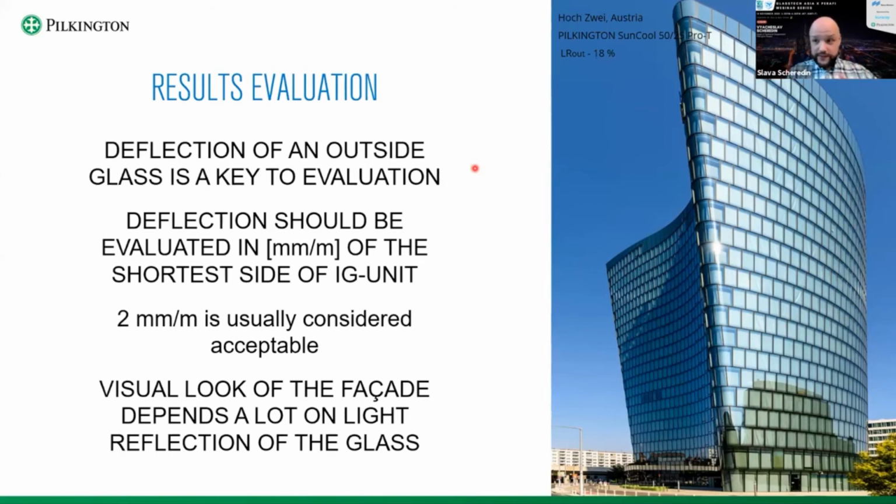From our experience, 2 millimeters per meter of bending under normal conditions is usually considered acceptable. And of course, the main thing affecting this is the thickness of the outer glass.